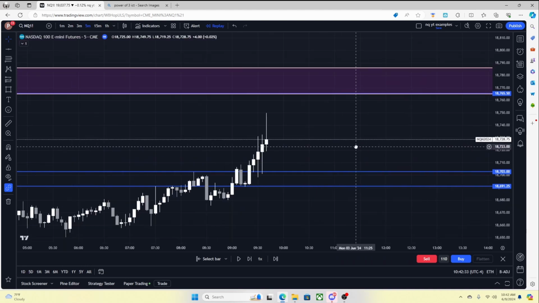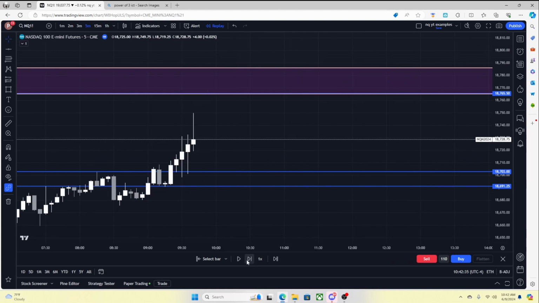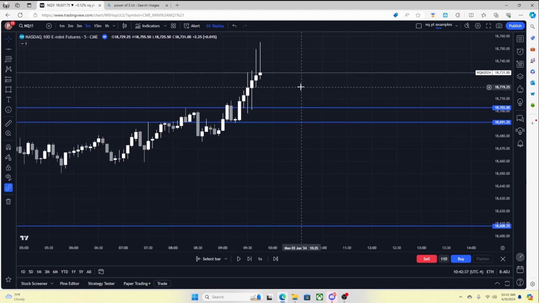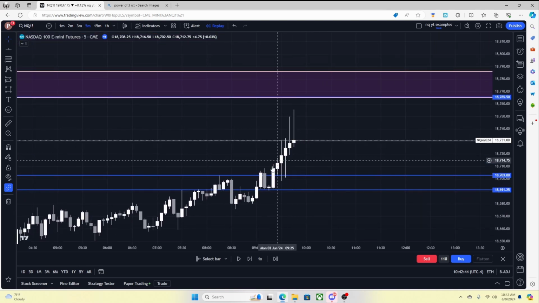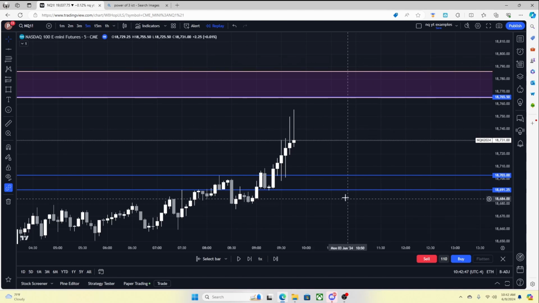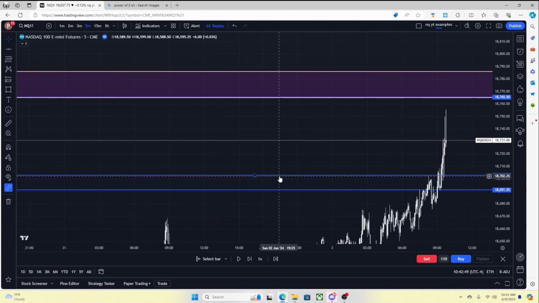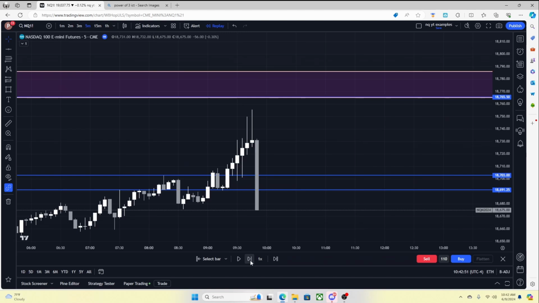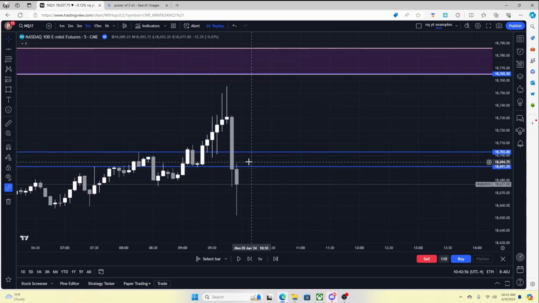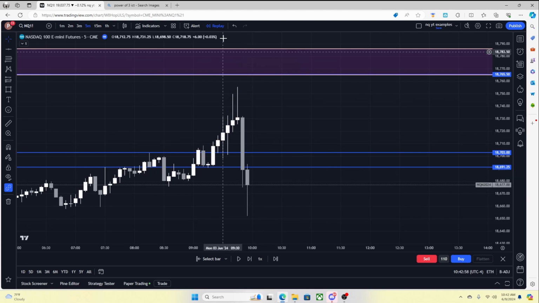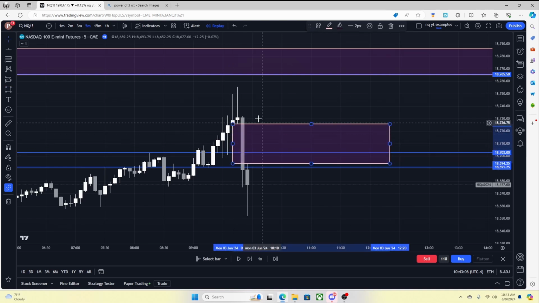We get an initial push up. Still above the liquidity, so still looking for something short. I only play with my daily bias, so even if there's a fair value gap to the upside, I'm not going to trade that because I'm only looking for shorts based off the daily bias. And we have a big push down here. We'll see what the next candle does. After that candle closed, we have a fair value gap here. This could be a potential entry. We're going to look for something in this area.